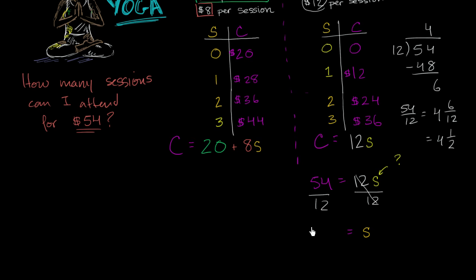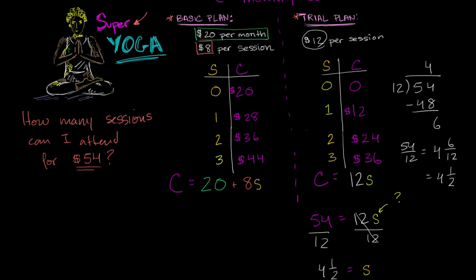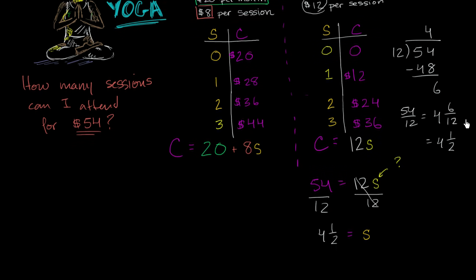So the number of sessions that I can attend is 4.5. If I have $54 to spend, I can attend 4.5 sessions under the trial plan. If this was a yoga studio that said, oh, you can't attend half sessions, then you could say, well, at most I could attend 4 sessions, because 5 sessions would get me above my budget. But I said that you can attend fractional sessions, so we're going to say 4.5.